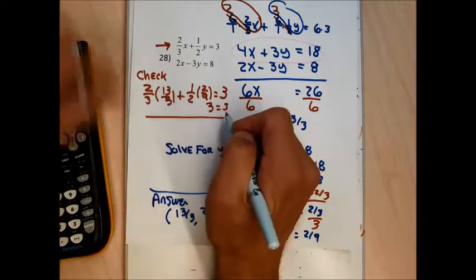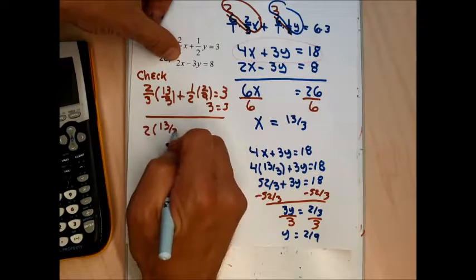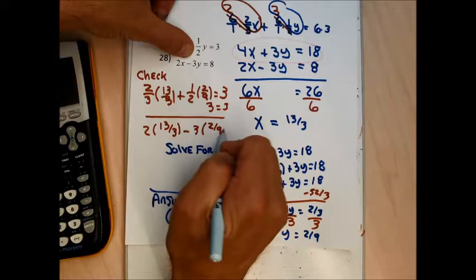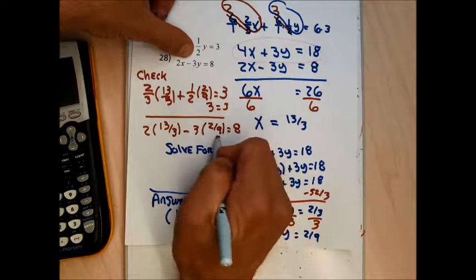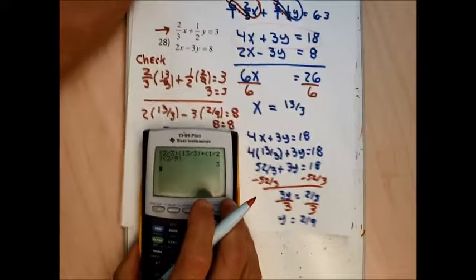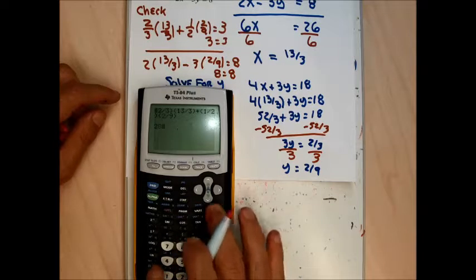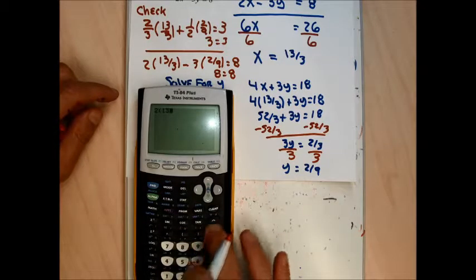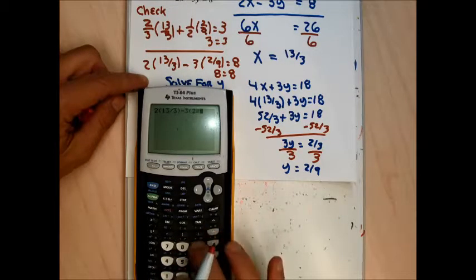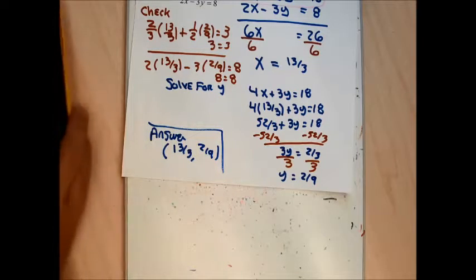Move on to the bottom equation. Next to that 2, I'm going to plug a 13 over 3. Next to that minus 3, I'm going to plug a 2 over 9. And when I hit enter, I better get 8 when I do it on my calculator because the right side's already 8. So on my calculator, 2 parentheses 13 divided by 3 minus 3 parentheses 2 divided by 9. And I get the 8 that I wanted to get, so I know my answer is correct.